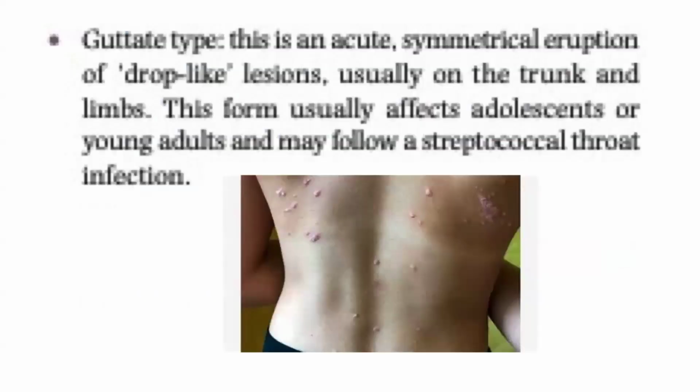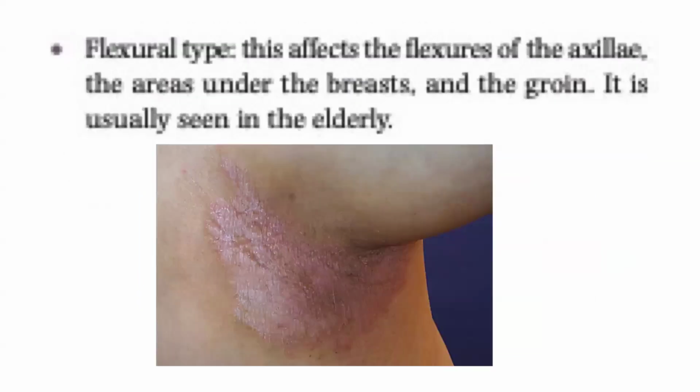Guttate type. This is an acute symmetrical eruption of drop-like lesions, usually on the trunk and limbs. This form usually affects adolescents or young adults and may follow a streptococcal throat infection. Flexural type. This affects the flexures of the axillae, the areas under the breasts and the groin. It is usually seen in the elderly.